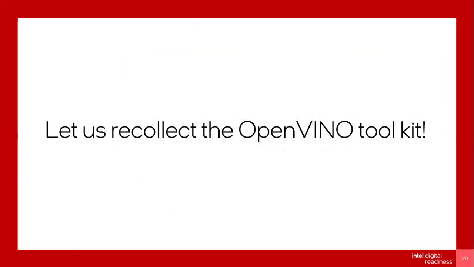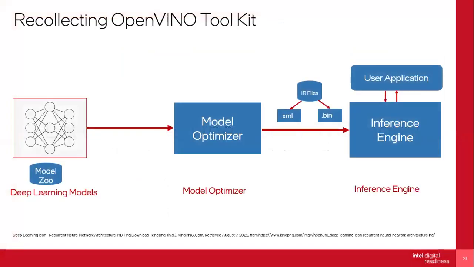So let us collect the OpenVINO toolkit. First we're going to take the Model Zoo. The Model Zoo is nothing but a collection of pre-trained deep learning models. All the models have been saved over there, okay? The next one is the Model Optimizer.